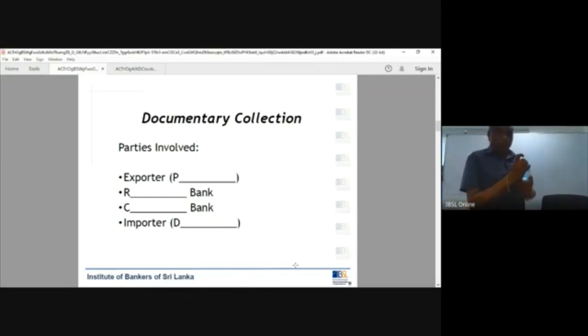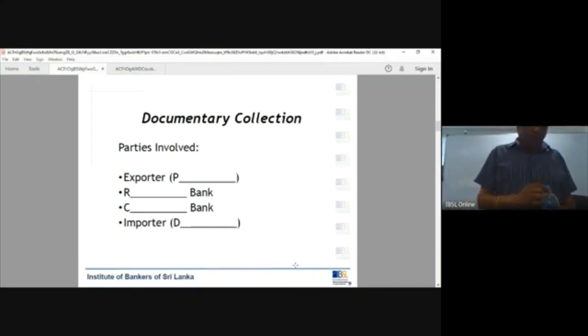Parties involved in document collection. Further parties. Exporter within brackets.